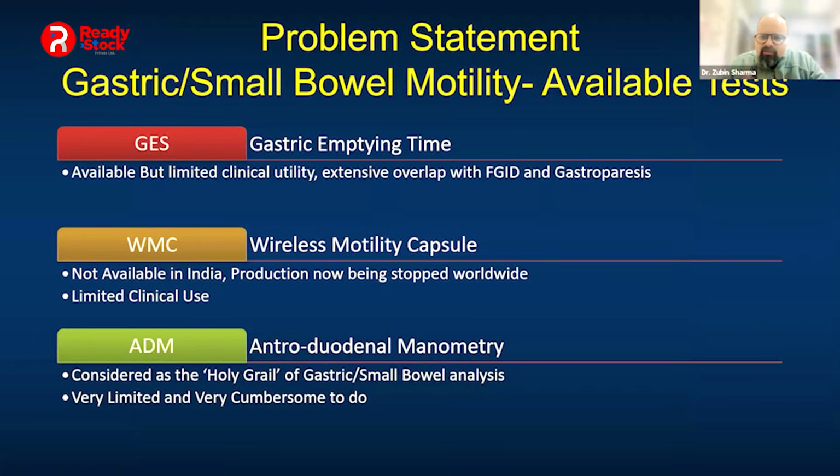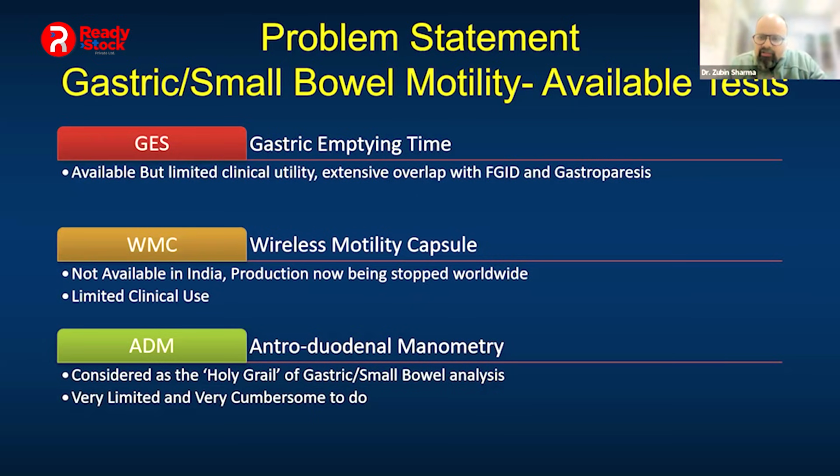Now coming on to the stomach, how do you test a stomach? You can test by doing a gastric emptying time, which is available at a lot of centers, but there's a lot of overlap. If your gastric emptying is between 10 and 20, you are not here, not there; it can be dyspepsia, it can be gastroparesis. You have wireless motility capsules, which I think are now being stocked from Medtronic. And finally, you have the ADM, which is considered the holy grail of gastric or small bowel motility.